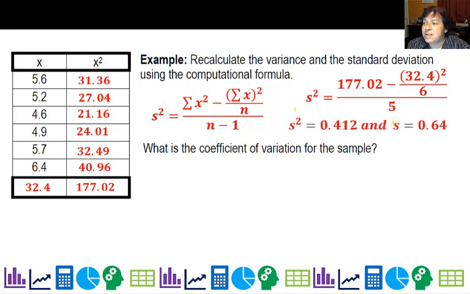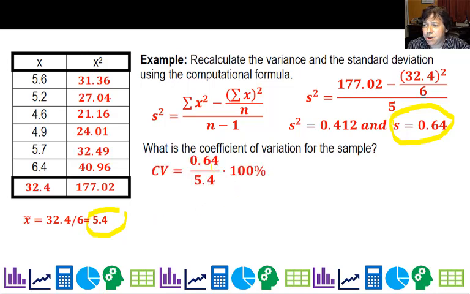And we get that the variance is 0.412, and the standard deviation is 0.64. So what is the coefficient of variation in this sample? Well, I need the standard deviation, and I also need the mean. And the coefficient of variation is s over x bar, 0.64 over 5.4, and you multiply that by 100%, and you get 0.119, or 11.9%.